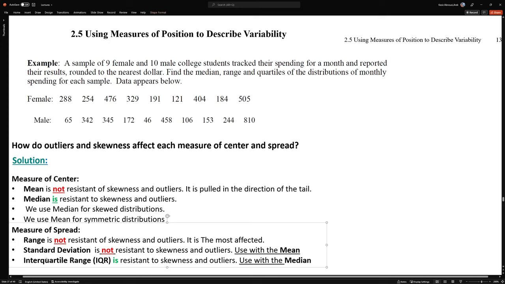Instead, we use this, which is called interquartile range, IQR, which is Q3 minus Q1. This one is not affected by the extreme values. So when we have extreme values or outliers, we use as measure of spread the IQR, and as measure of center, the median, right? And in symmetric distribution, we use as measure of spread the standard deviation, and as measure of center, the mean. That's what you should keep from all this.